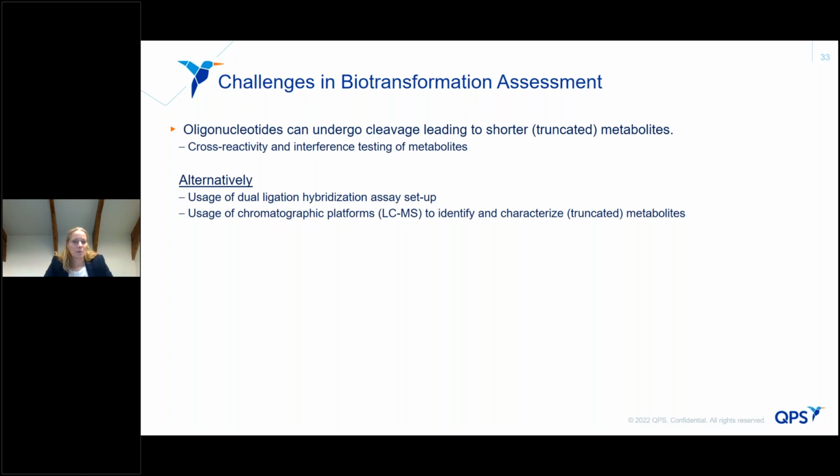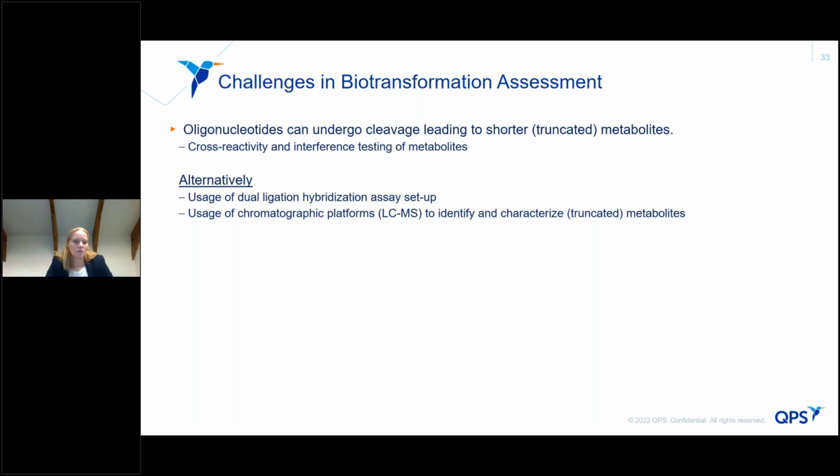So to tackle this problem, you can perform cross-reactivity and interference testing of metabolites. With cross-reactivity, you add the metabolites to your assay. You don't include the intact oligo, and you check if the metabolites are being picked up in your assay. With the interference test, you have the metabolites, but also the intact oligo in there, and it will show you if there's any interference from the metabolites in the assay.